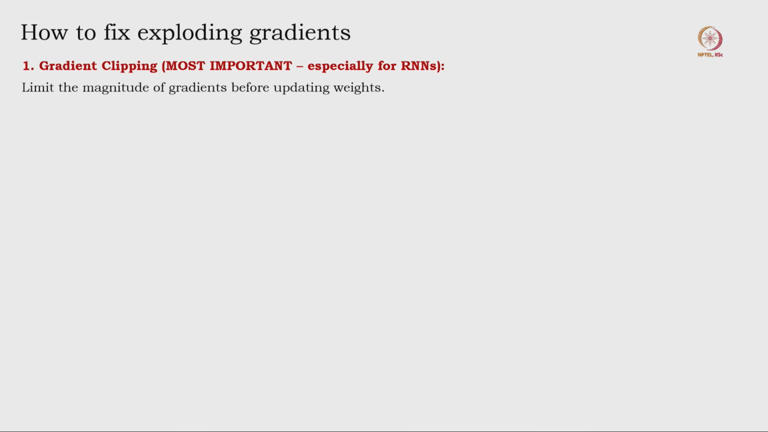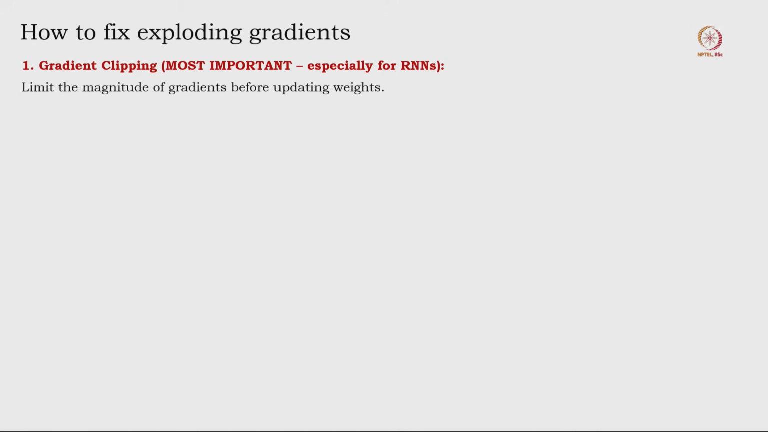But what are the different techniques to solve the exploding gradients? Exploding is happening because the initial weights assumed by the model are large. So how will you solve it? Let us see, there are some techniques. The first technique here is gradient clipping. You can see from the slide, the first method is gradient clipping.